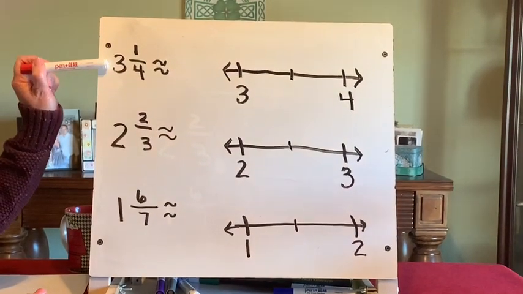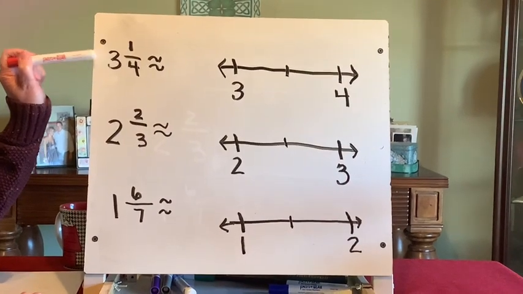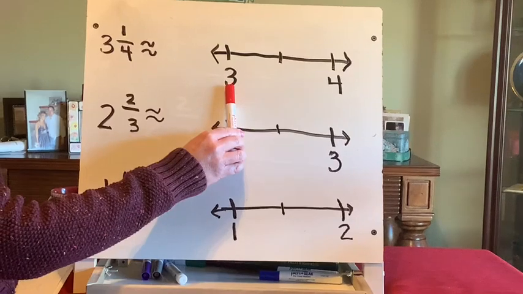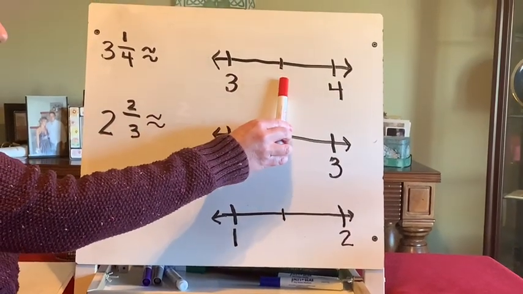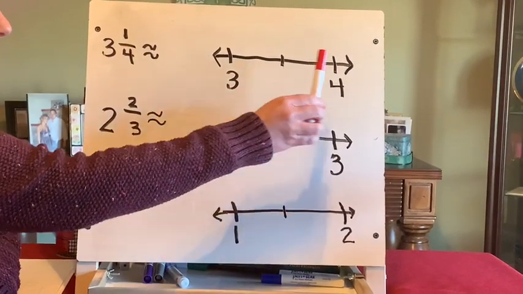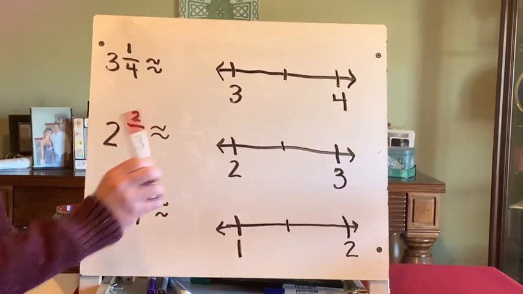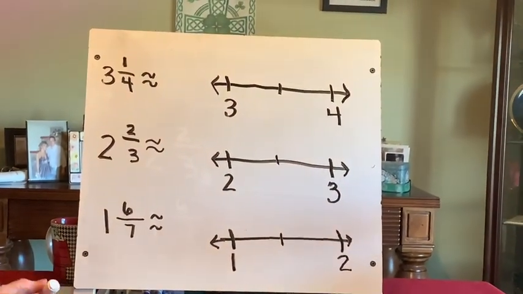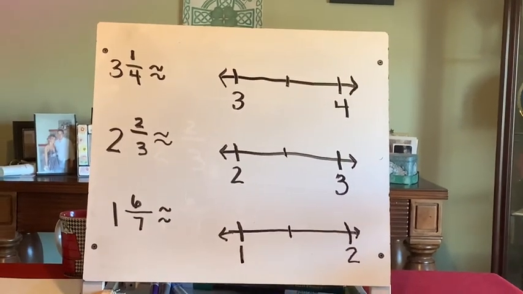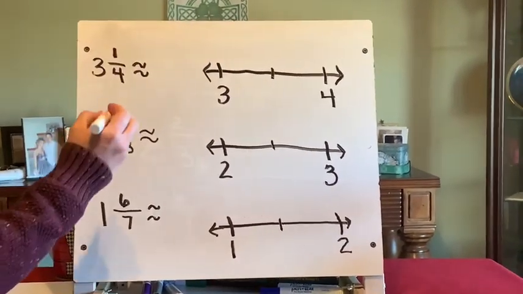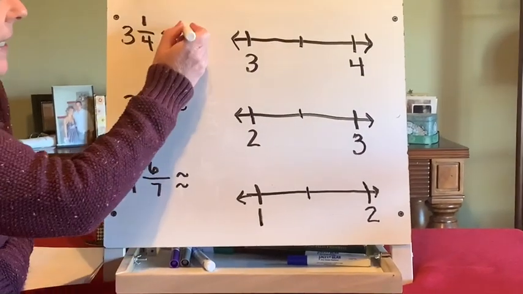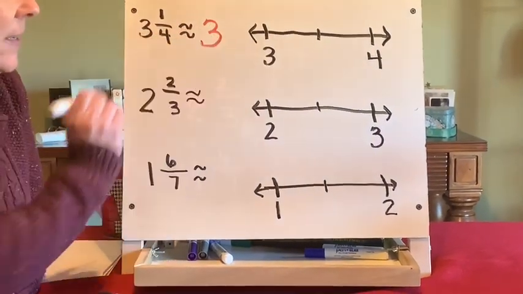Let's say I'm looking at 3 1/4. I'd be asking myself if it is close to 3, 3 1/2, or 4. And you'll notice I already have my half mark in between my 3 and my 4. I'm going to say, because it's 1/4, that it is closest to 3.